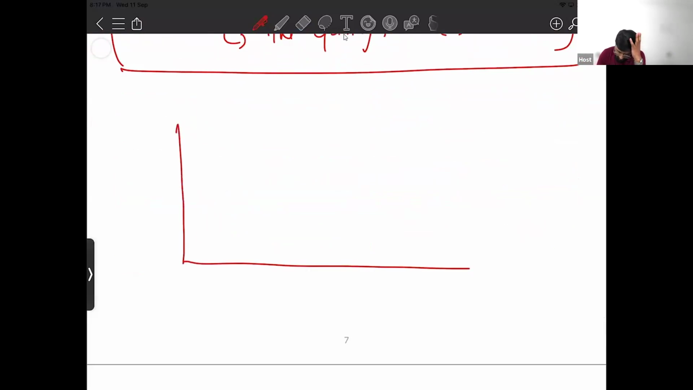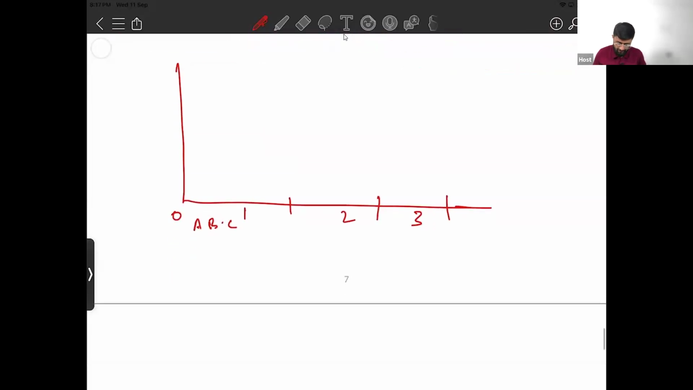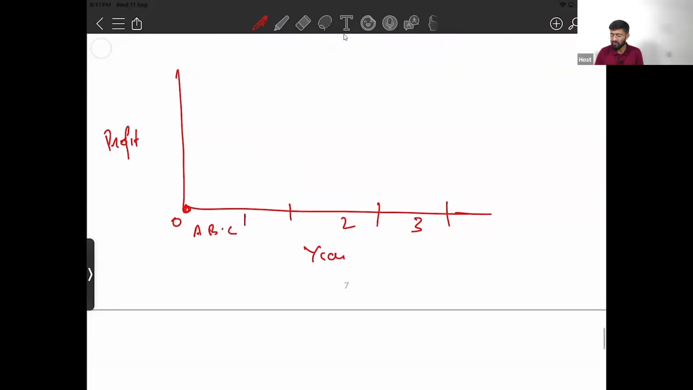Now see, okay. Here business starts with A, B, and C as partners. This is year and this is profit. The accountancy approach, our graph, consider it just for understanding. So see, here we will say that the business will grow every year.